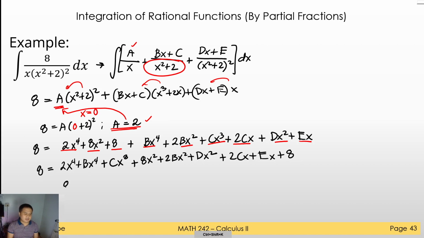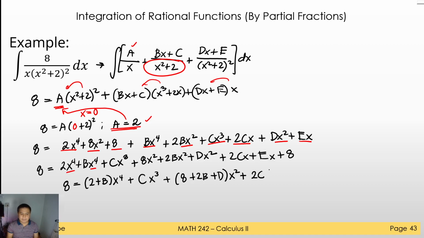So what I will do here is factor out this x to the 4th. So you have 2 plus B times x to the 4th. And then since this is so low, we have just Cx cubed. And then factor out also the x squared here. So you have 8 plus 2B plus D, times x squared. And then plus you have 2C plus E, times x, plus 8.